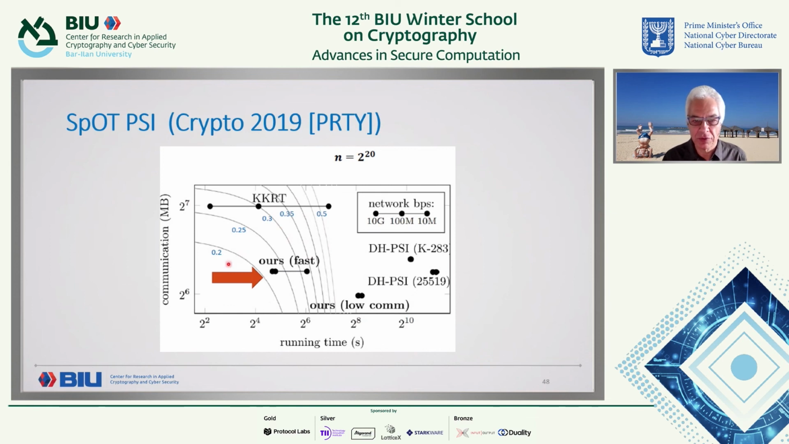When you design a protocol, you want the sum of the cost for communication and computation to be the smallest. So you want to be as close as possible to here. So here you can compare both of them together.